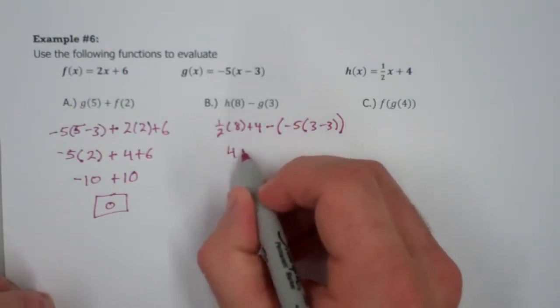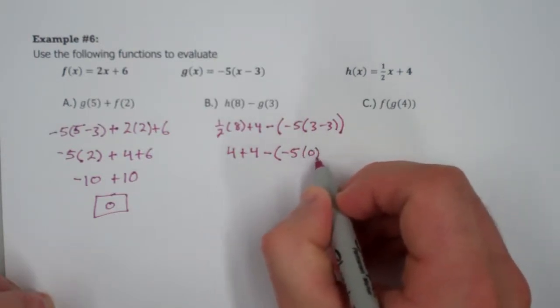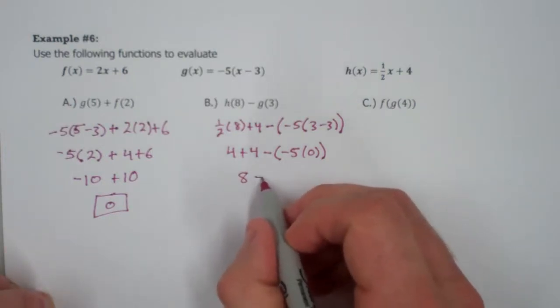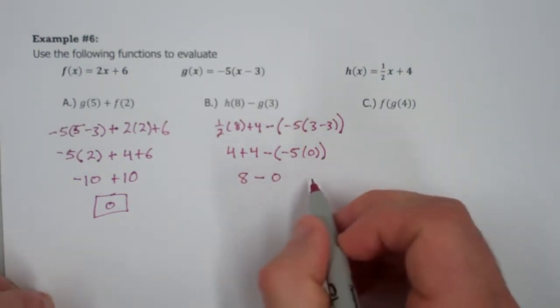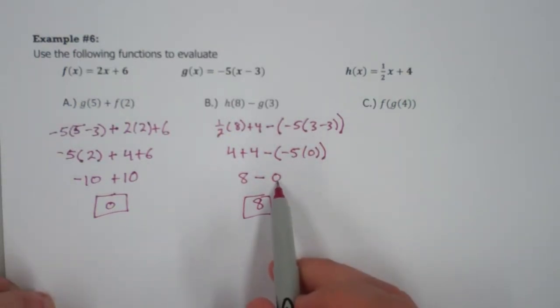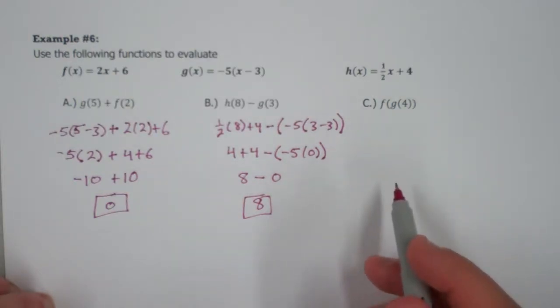1/2 of 8 is 4. Negative 5, then 3 minus 3 is 0. 4 and 4 is 8. And then we're going to have minus negative 5 times 0, which is 0. So we're just left with 8. This will totally matter, though, if this number is something other than 0, because we're going to need to do the opposite of that number.